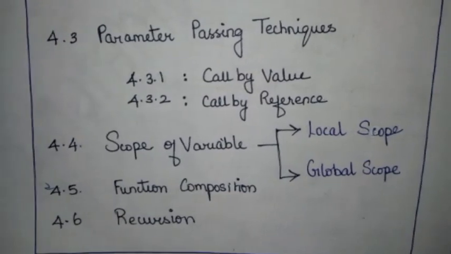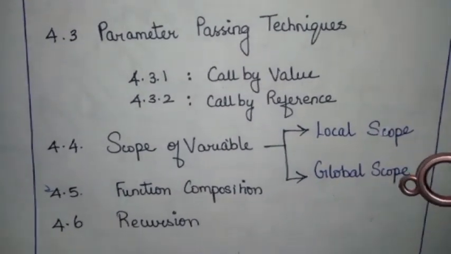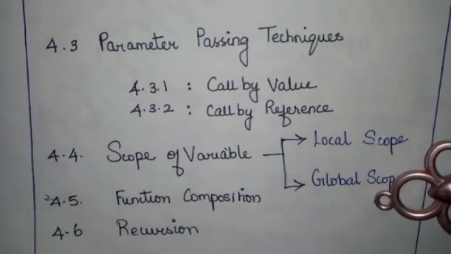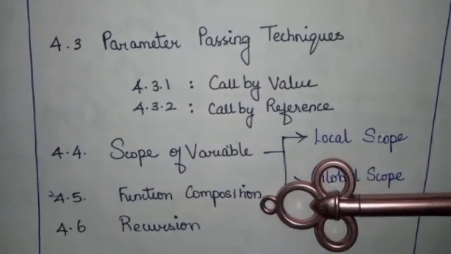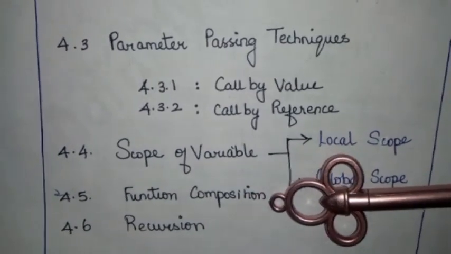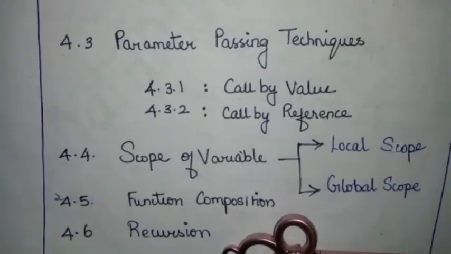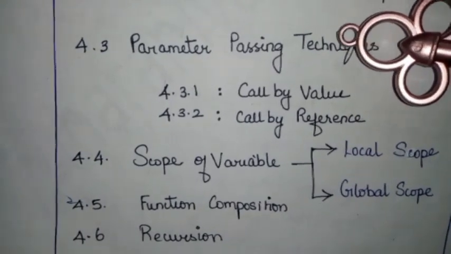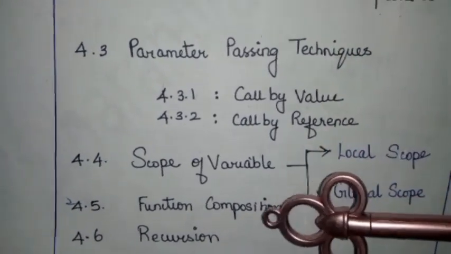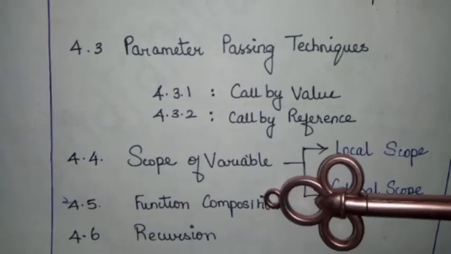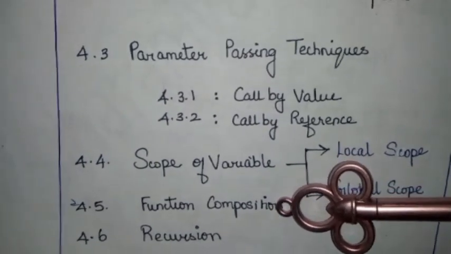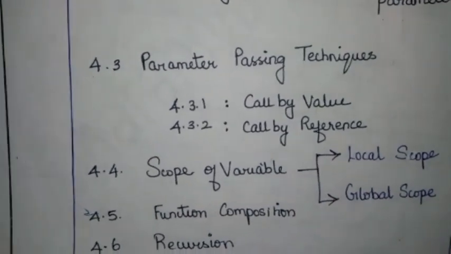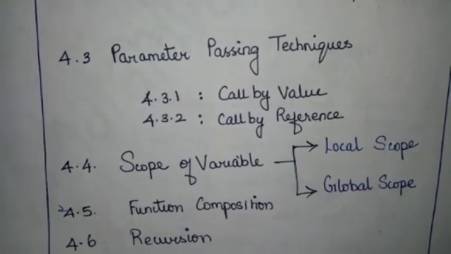And the fourth topic is scope of the variable. What are the two scopes of the variable? That is nothing but local scope and global scope. And the last but one is function composition, and the last one is recursion. All these topics in fruitful functions are important by itself. Each and every topic can be asked for 2 marks or 8 marks, and as a whole they can be asked for a 16-mark question. So let us learn one by one.